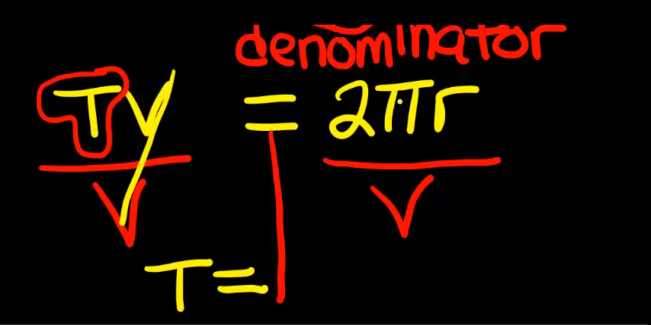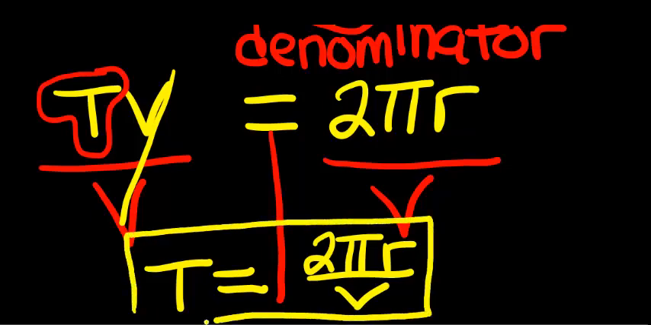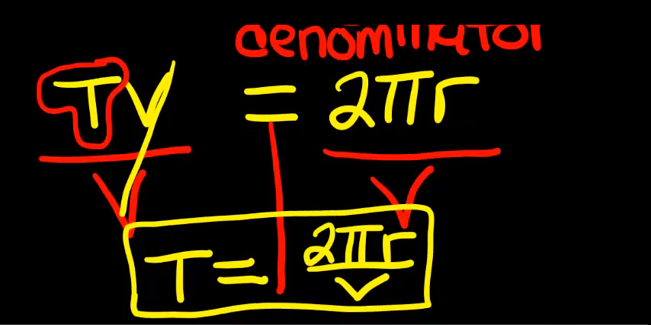Now, pi we're going to leave alone. R is some variable, it's probably the radius, and v is a volume. Since these are not like terms, I cannot combine them. So I'm just going to write 2 pi r divided by v. And this is the answer. This is the original algebraic equation now solved for t. Like I said, sometimes students have a hard time seeing that just because there's a letter in the denominator, it does have a reciprocal.